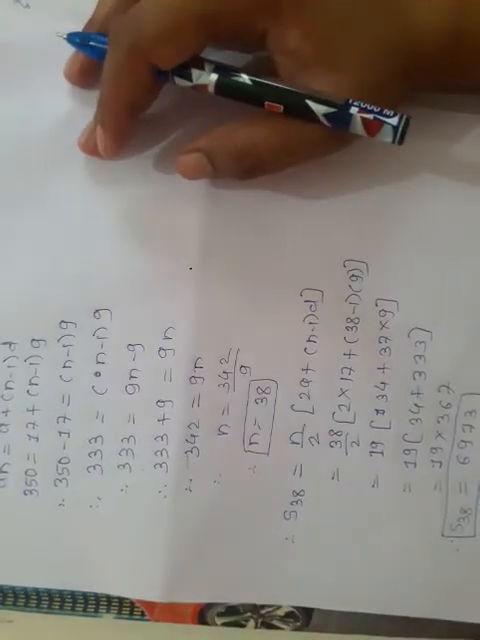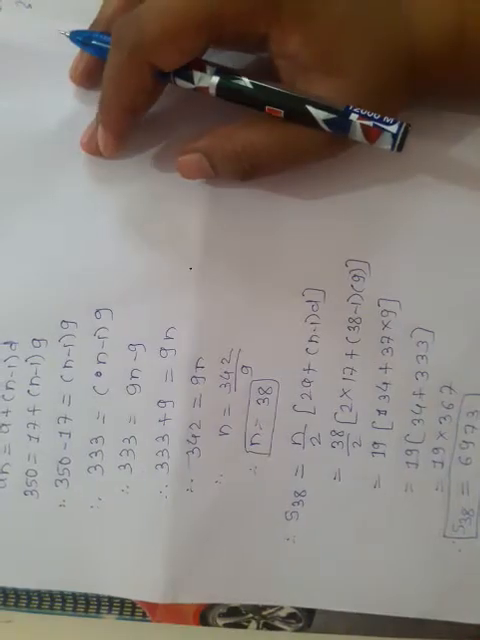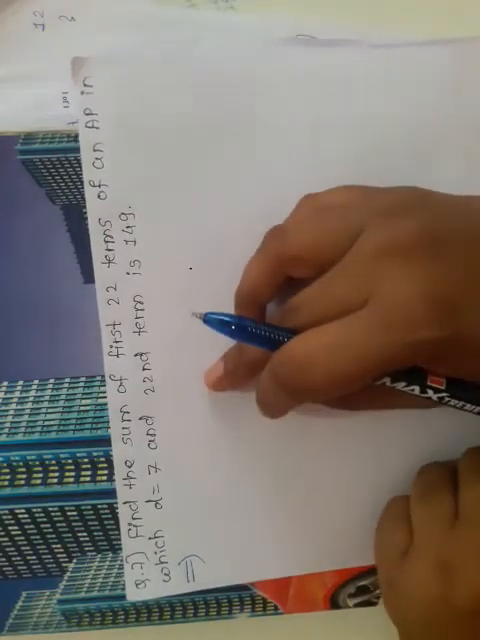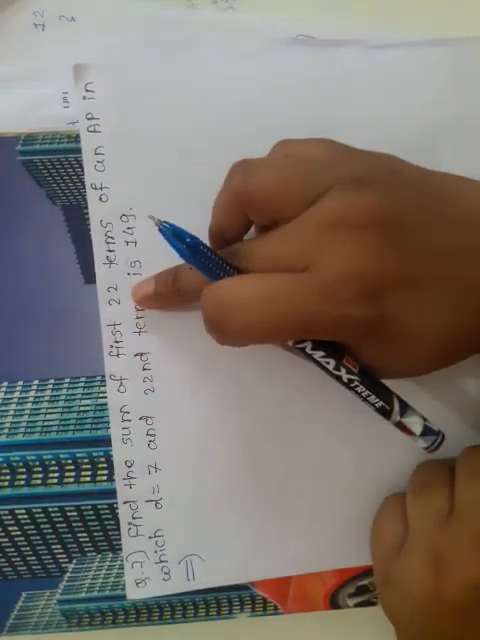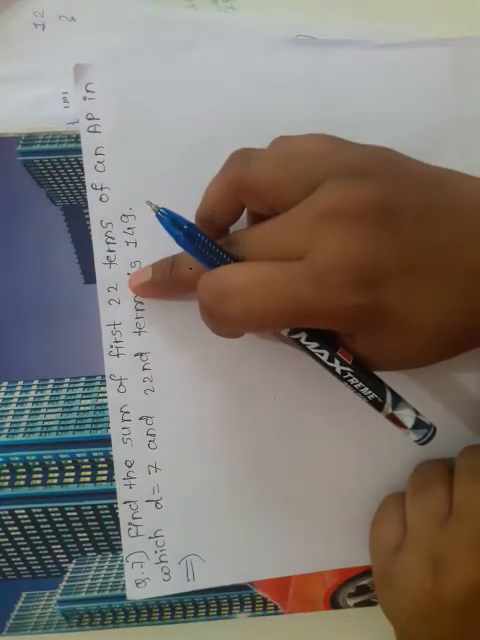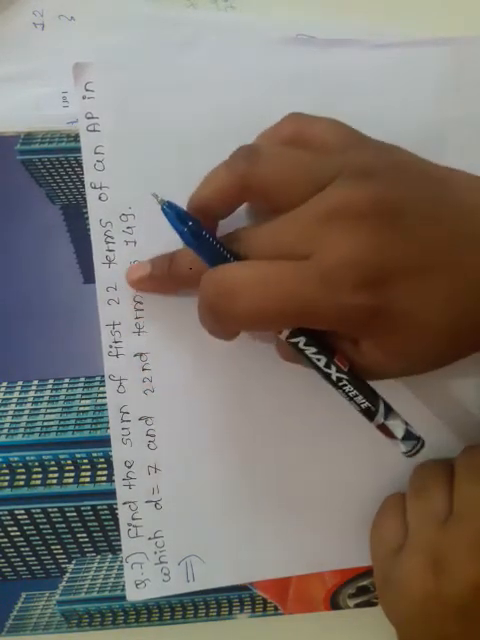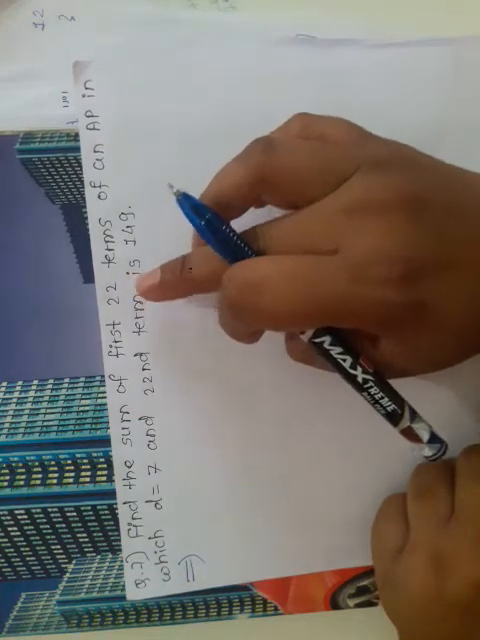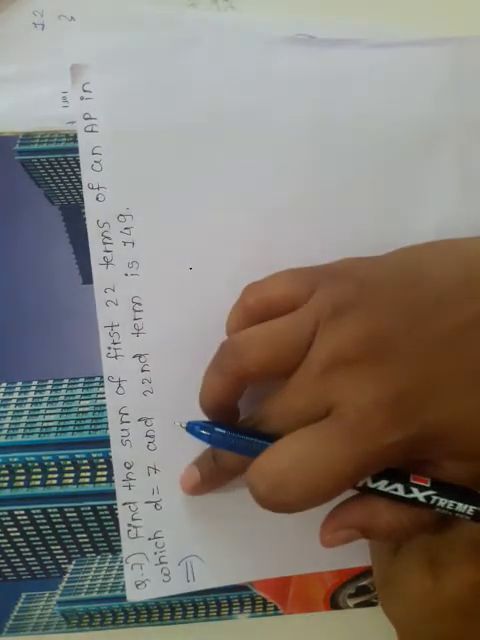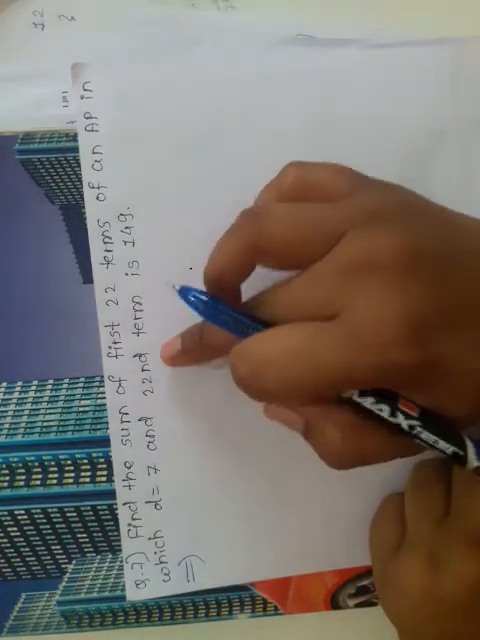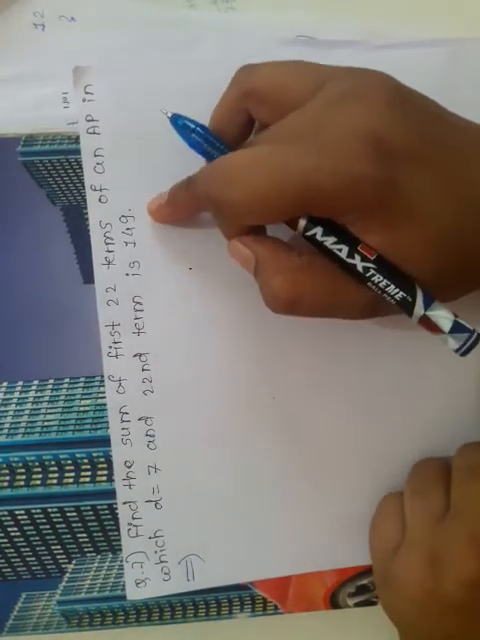Now come to our next question, question number 7. Find the sum of first 22 terms. So the number of terms is given to us: 22 terms, and we have to find the sum of these 22 terms, that is, S22, of an AP in which d is equal to 7 is given to us, and the 22nd term is 149.